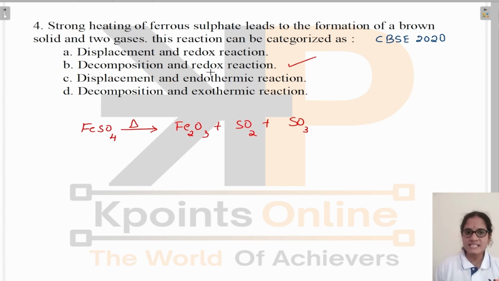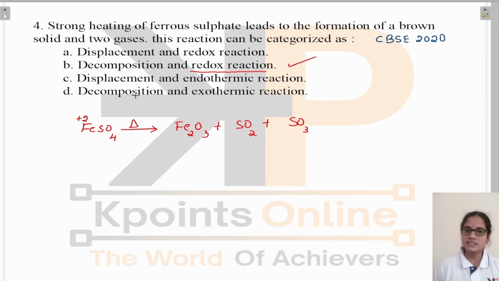But how come this is a redox reaction? You should have knowledge regarding the oxidation states of the elements which are involved in the reaction. Let me show you here. The oxidation state of iron is +2 as the sulfate ion has -2 charge, so the whole compound has charge 0. So here iron is having +2 charge.